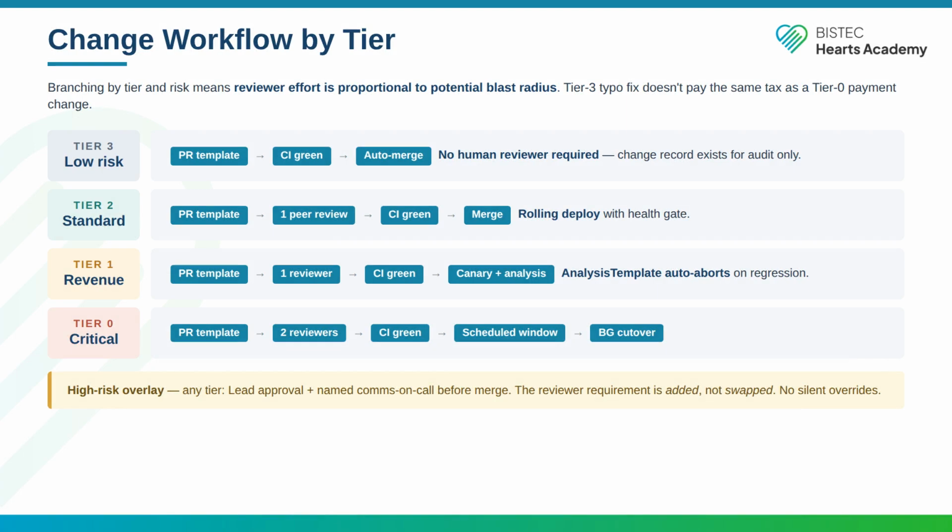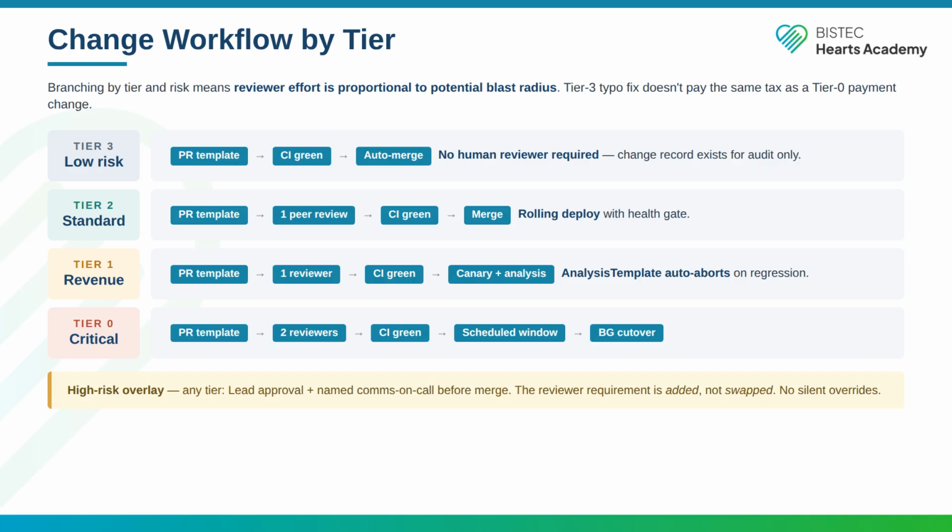Branching by tier and risk means reviewer effort is proportional to potential blast radius. A Tier 3 typo fix does not pay the same tax as a Tier 0 payment change. Tier 3, low risk: PR template, CI green, auto merge. No human reviewer required. The change record exists for audit only.